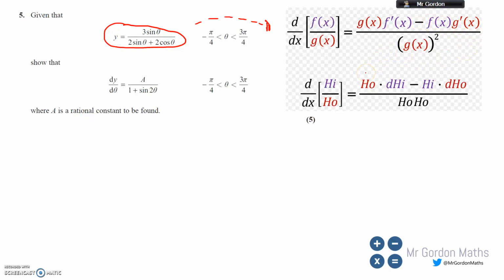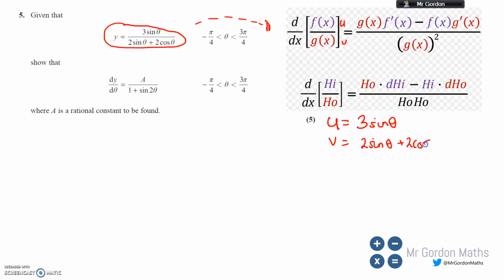So we're going to have two parts to this. Normally people use u and v, don't they? So u equals our f function and v equals our g function. We'll do that because that's the most popular way that I see it used. All right, so u is 3 sine theta, and v is this whole thing on the bottom. So we've got 2 sine theta plus 2 cos theta.